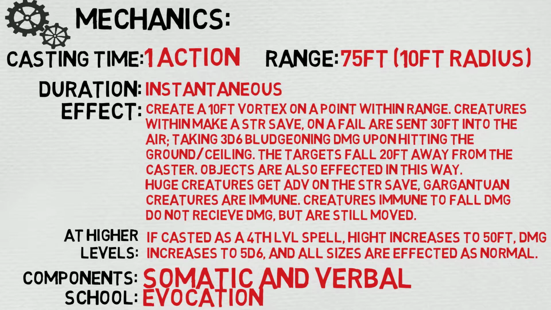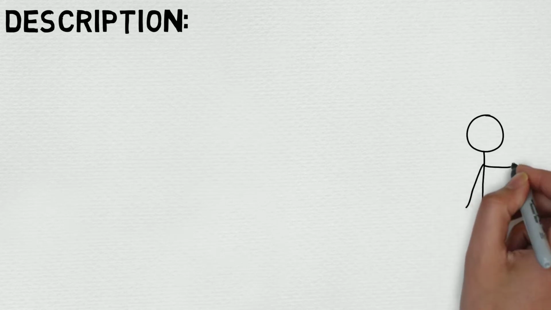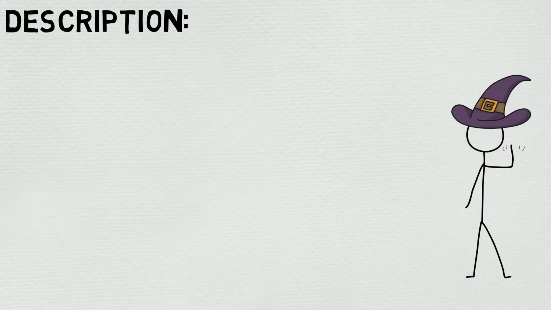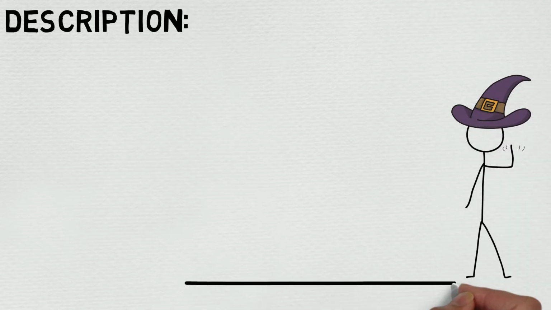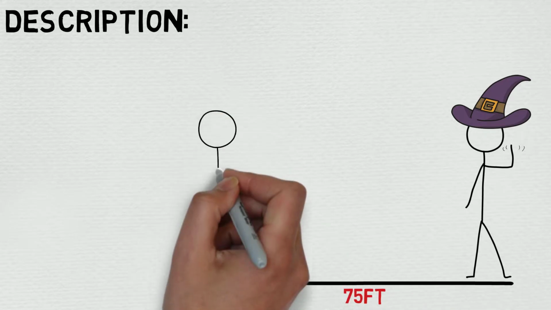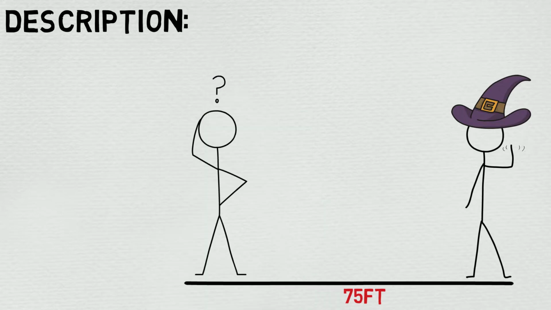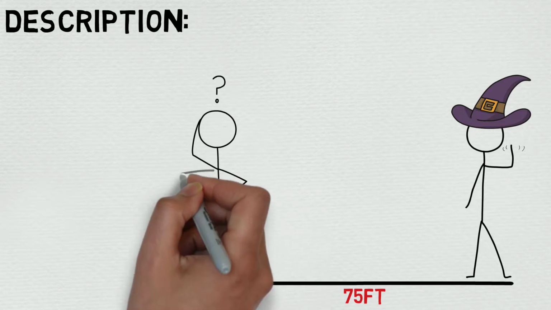With that out of the way, let's explore exactly how the spell works. To cast the spell, the caster must select a point on the floor within range. A swirling vortex of anti-gravity and force energy will manifest at that point. The vortex takes the form of a sphere with a 10-foot radius. Any creature within the sphere's radius must pass a strength saving throw or be flung 30 feet in the air. Flung creatures take 3d6 of bludgeoning damage from the fall.